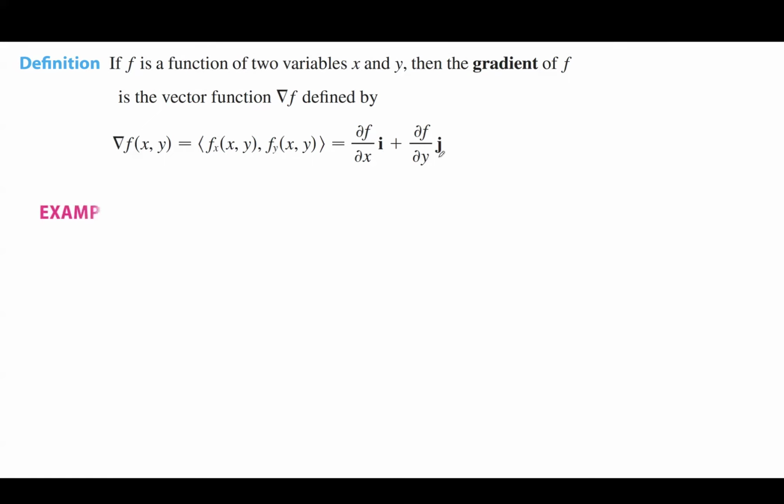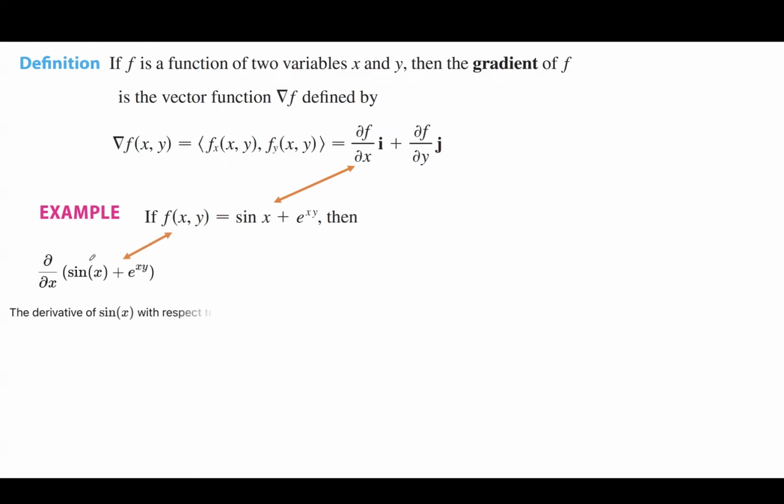Example for you. Consider the following function. If f of x and y is sine x plus e to power xy, then to find the gradient of the function, we're going to find the partial derivative of f with respect to x. The function includes two other functions inside of it, sine x and e to power xy. The derivative of sine x with respect to x, as you know, is cosine x. For e to power xy, we're going to apply the chain rule. The derivative of e to power xy with respect to x is y e to power xy.